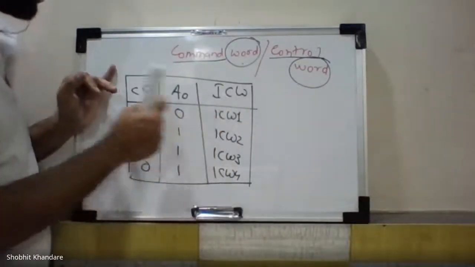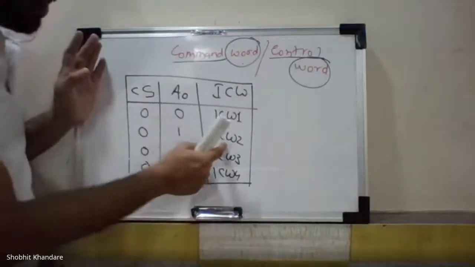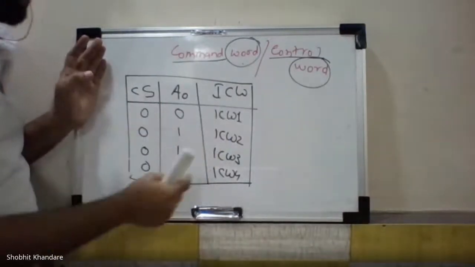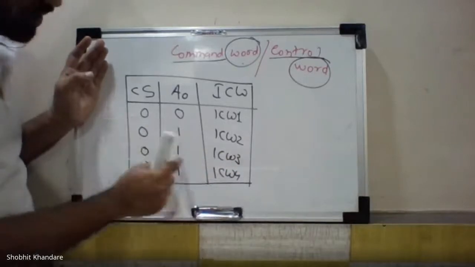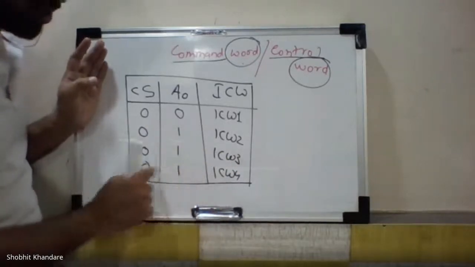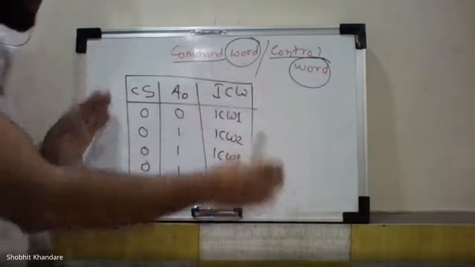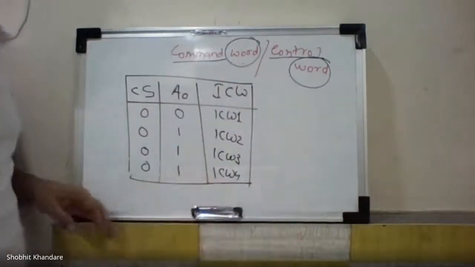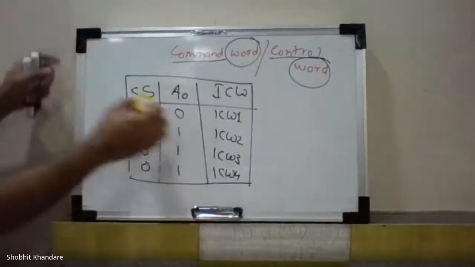If I want to send ICW1, this should be 0-0. If I want to send ICW2, this should be 0-1. If I want to send ICW3, this should be 0-1. If I want to send ICW4, this should be 0-1. Just for the time being remember this, and all your doubts will be cleared. Okay sir. So this is the table.